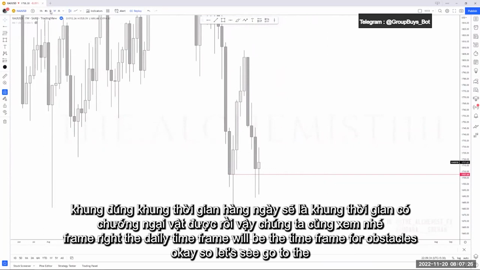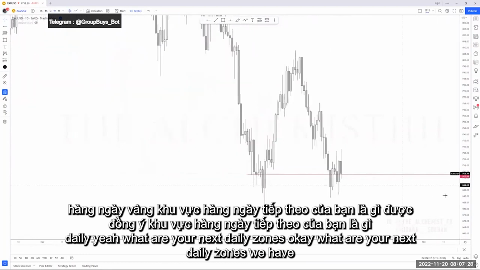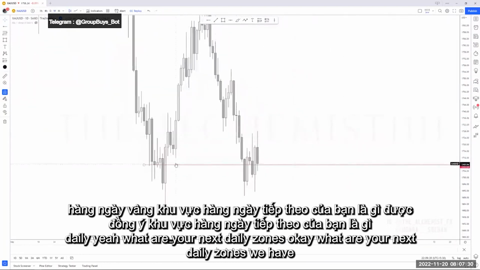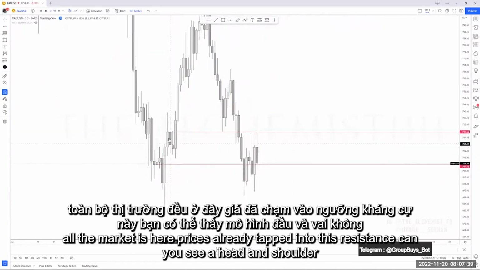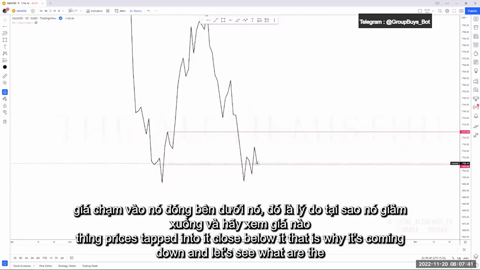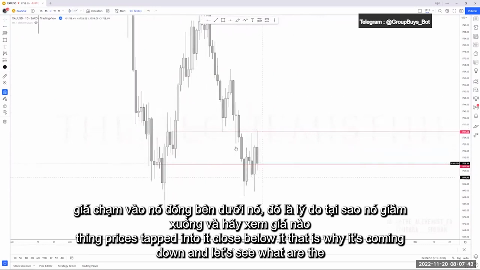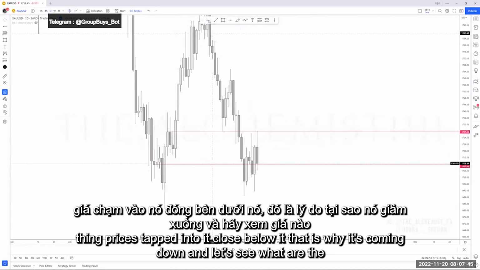Okay, so let's see. Go to the daily. What are your next daily zones? The market is here. Price has already tapped into this resistance. Can you see a head and shoulder thing? Price has tapped into it, closed below it. That is why it's coming down. And let's see, what are the other obstacles we have?